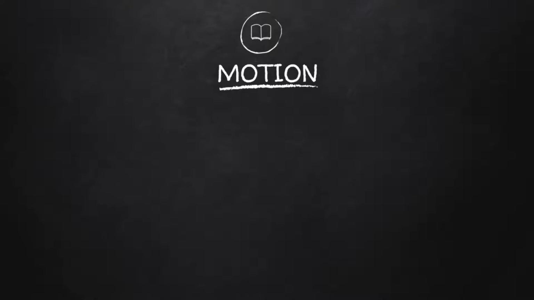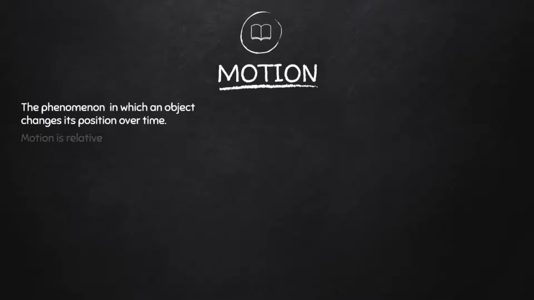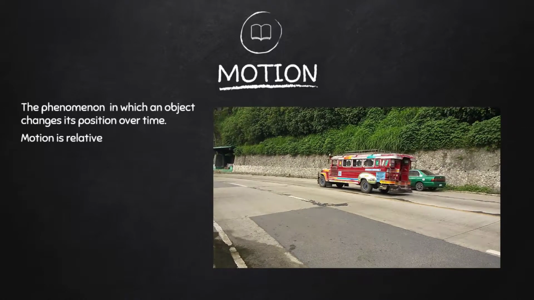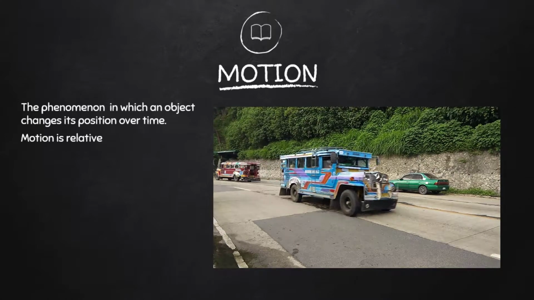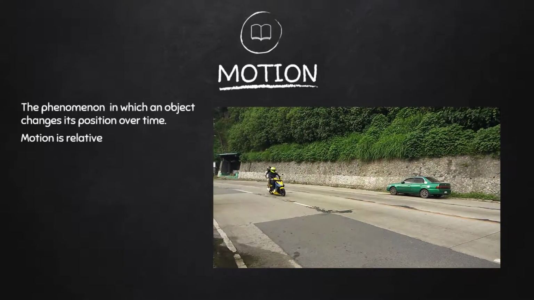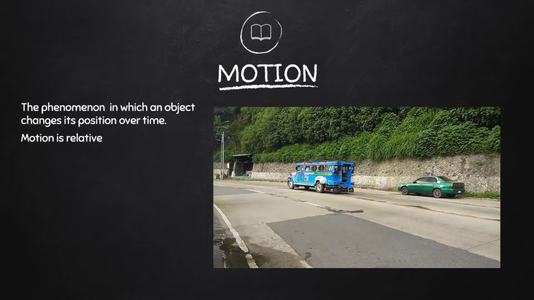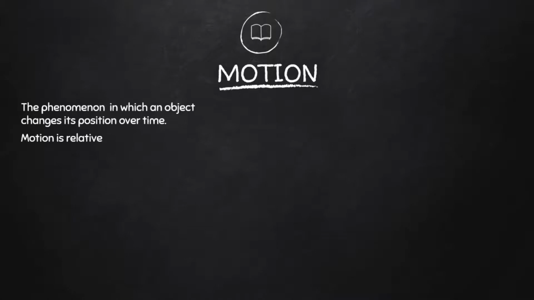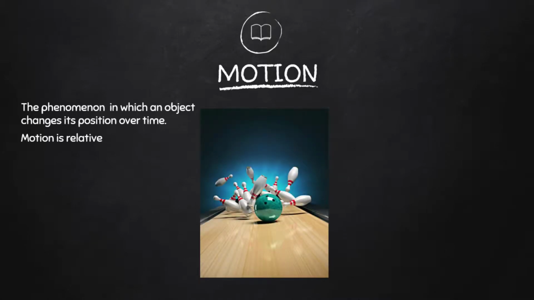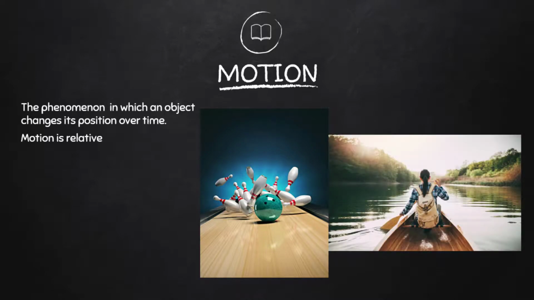Motion is the phenomenon in which an object changes its position over time. Motion is relative. When we say an object is at rest, we mean it is not moving with respect to the surface of the earth. A ball rolling is in motion relative to the plane surface of the floor. A boat sailing on the river moves with respect to the river's banks, but it also moves with respect to the flowing water in the river.